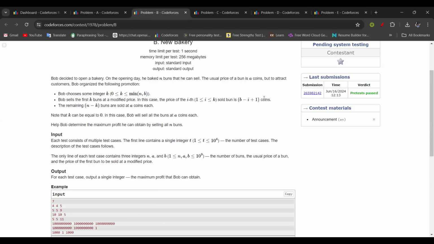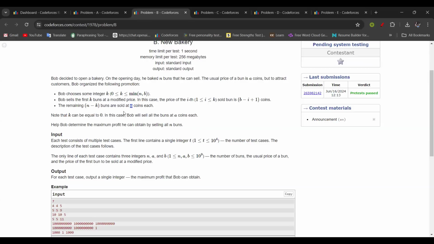Okay, so for the first k buns, for the first bun, i would be 1. So the price of that would be b minus 1 plus 1. It would be b. For the second one, it would be b minus 2 plus 1. That is b minus 1, then b minus 2, then b minus 3. So it would go on decreasing from b. Okay, for the first k buns. And then the remaining n minus k buns are sold at a coins each.